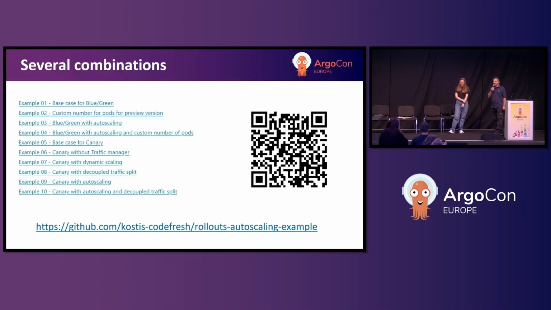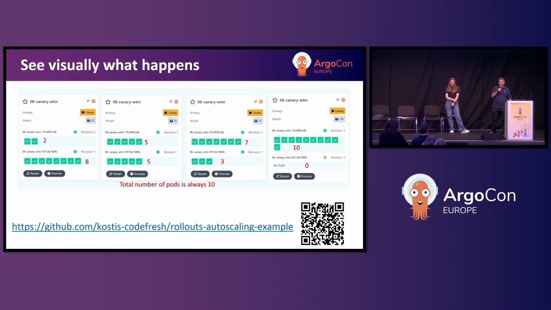So just to make things easier for you, we tried not 1, not 2, not 3, but actually 10 examples to see all the possible cases and several options. The source code is fully available on that URL, and we're going to see some of those examples. So you can go on and try yourself and see what happens. For each example, we also show the dashboard, a screenshot, so you can see exactly what is happening with the pods, who is controlling the pods, what is happening with the stable pods and the preview pods.